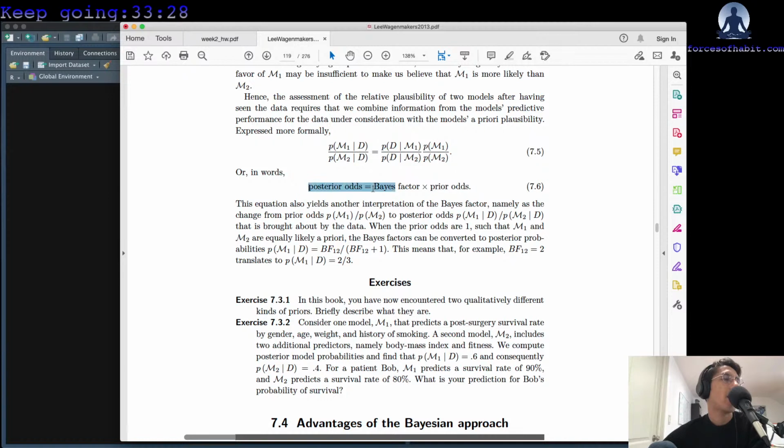So the prior odds, posterior odds. We have this distinction here where there's odds between the two models before I saw any data, and there's odds for the two models after I saw data, and the Bayes factor can help us convert between these two things.